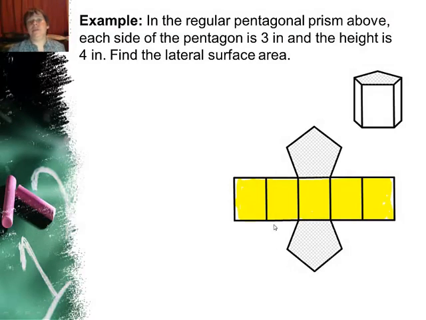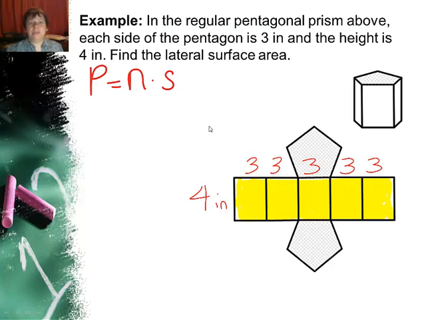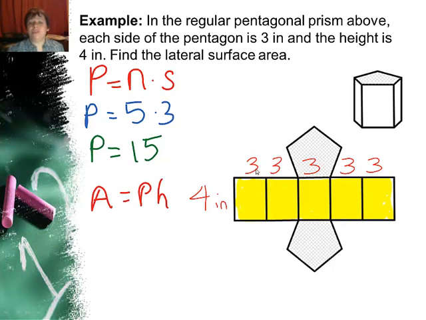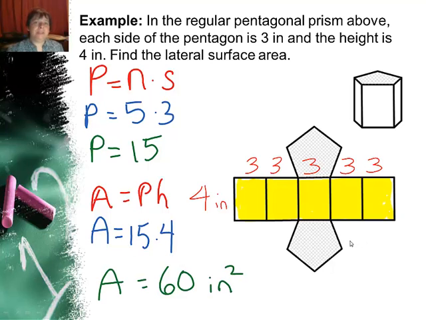So let's go ahead and use this formula. Right now we want to find the lateral surface area. Each side of the pentagon is 3, and the height is 4. So let me label that. Each side is 3, so that means it's 3, 3, 3, 3, 3, or you can put 3 on each of these rectangles. The height is 4. The first thing you do, since it's a regular polygon, is say n, the number of sides, times the side length. So the perimeter is 15, and that makes sense. I could have just added these all up. Then the area is just this perimeter times the height. The height's 4 inches. So 15 times 4 is 60 inches squared.